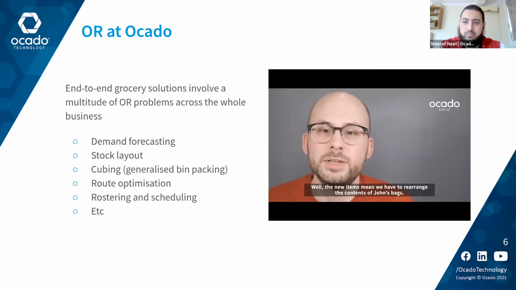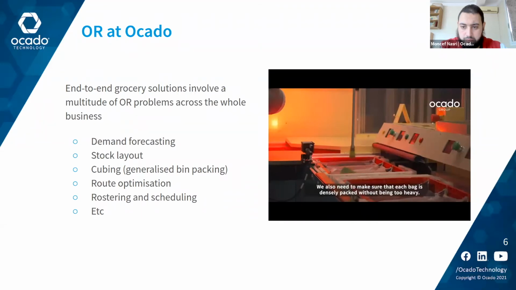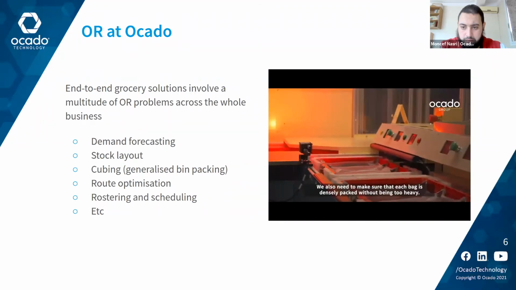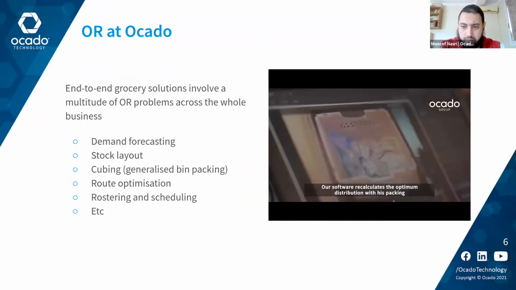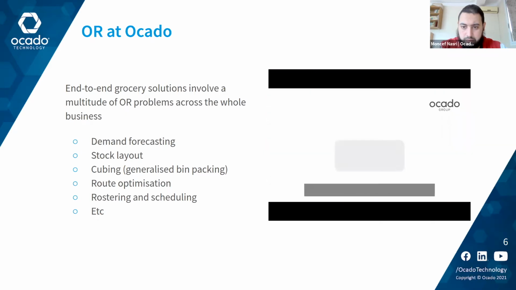Well, the new items mean we have to rearrange the contents of John's bags. We have to ensure that fragile and deformable items are delivered in perfect condition. We also need to make sure that each bag is densely packed without being too heavy. Our software recalculates the optimum distribution for this packing and the directions for the pack in real time.